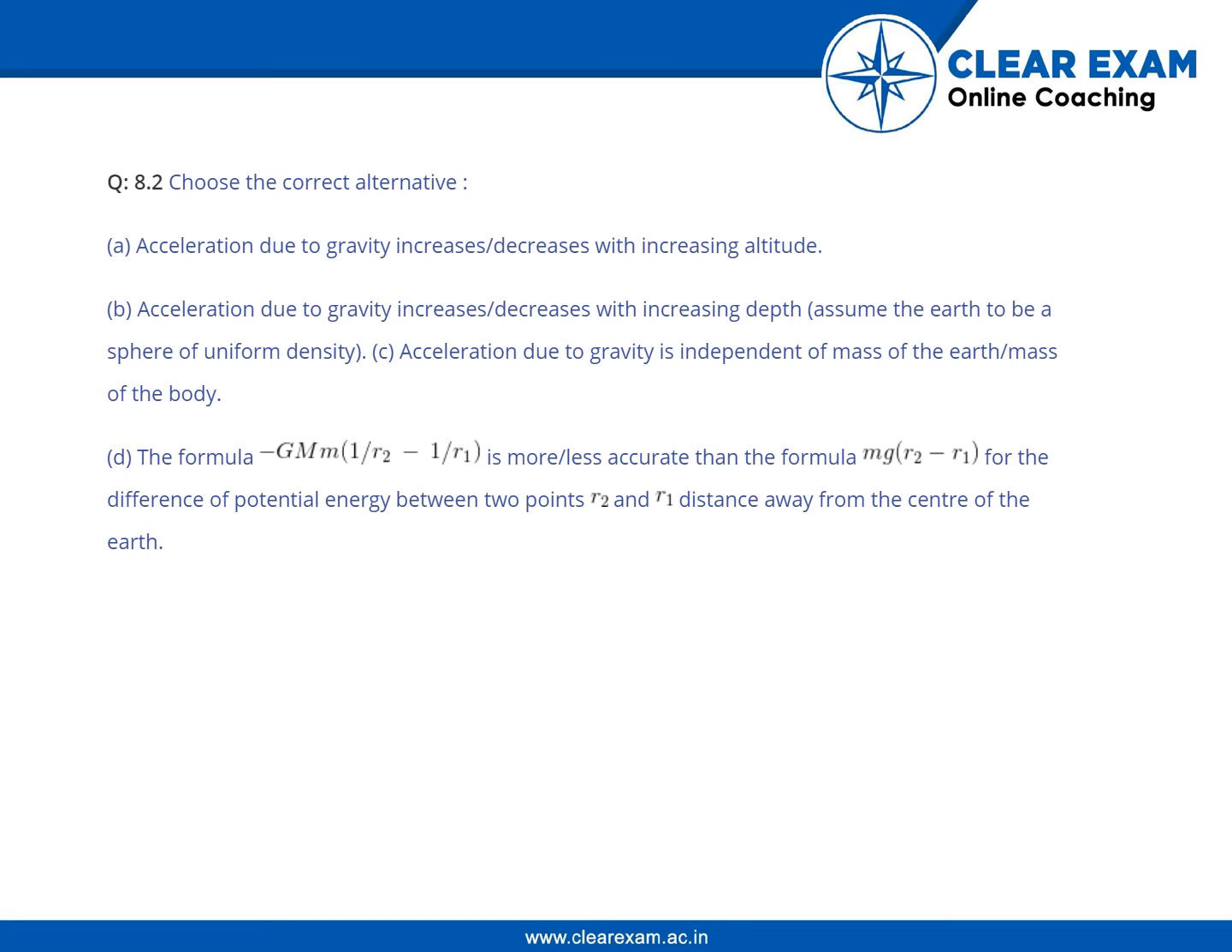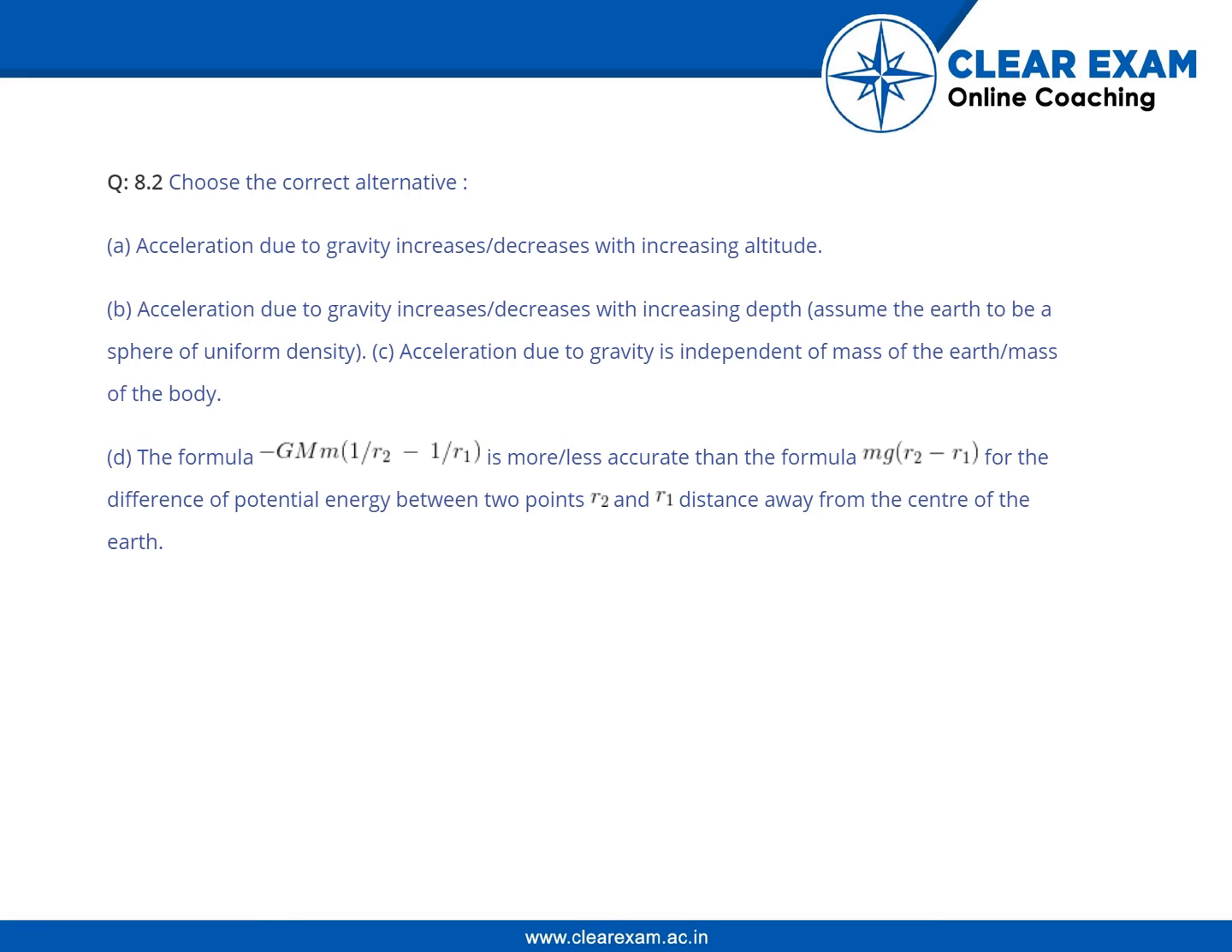The question given here is: you need to choose the correct alternative. A, acceleration due to gravity increases or decreases with increasing altitude. Next, B is given as acceleration due to gravity increases or decreases with the increase in depth. That is, you need to assume the Earth to be a sphere of uniform density. And C, acceleration due to gravity is independent of the mass of the Earth or mass of the body.